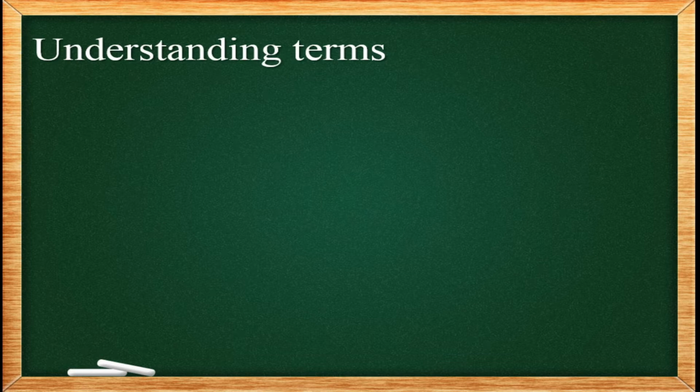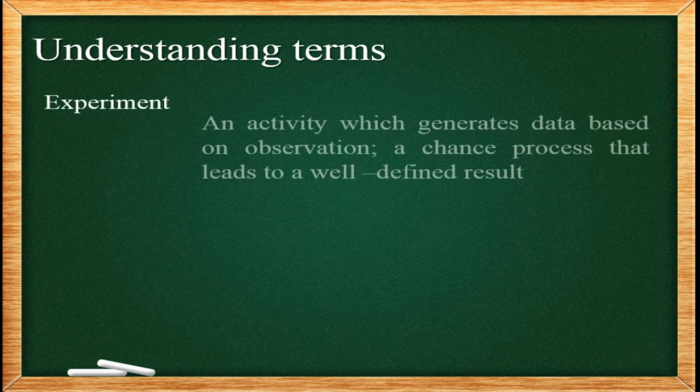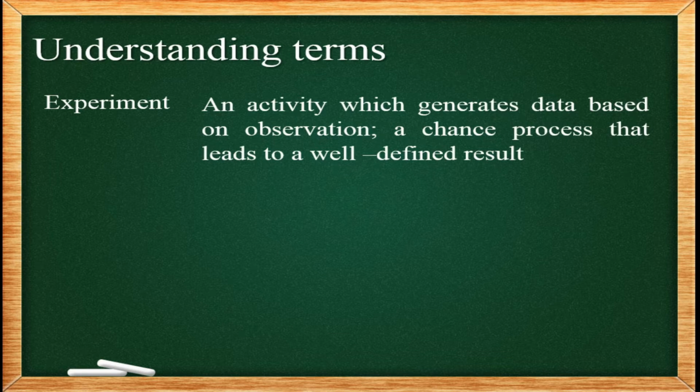The first of which is experiment. This is an activity which generates data based on observation. It is a chance process that leads to a well-defined result. Here are some examples of experiments. Number 1. The flipping of a coin like in cara y cruz, or what we call head or tails. This is what's usually done to determine who's going to start in a game.